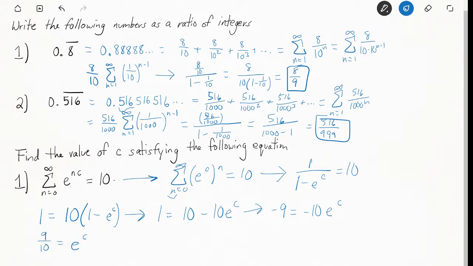So how do we solve for this? Well, we take the natural log of both sides, and so you get natural log of 9/10 equals natural log of e to the c. And the natural log and e kind of go away and leave you with what c is. So you get c equals natural log of 9/10.